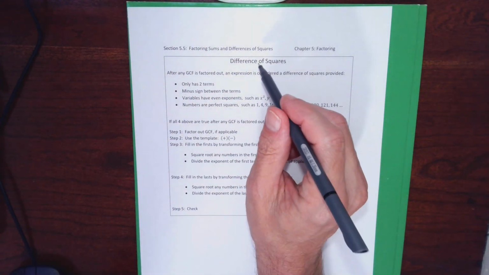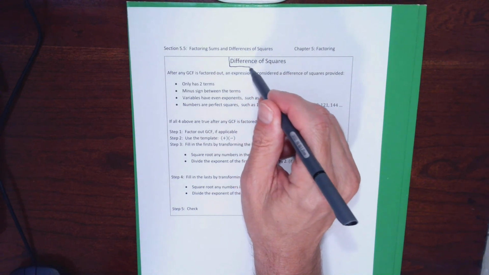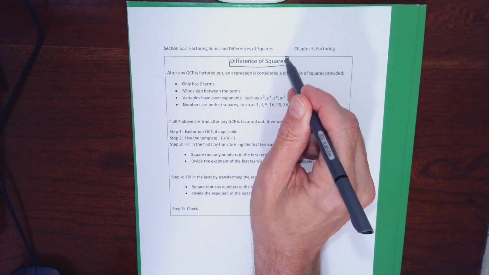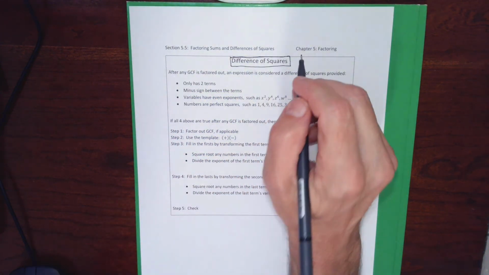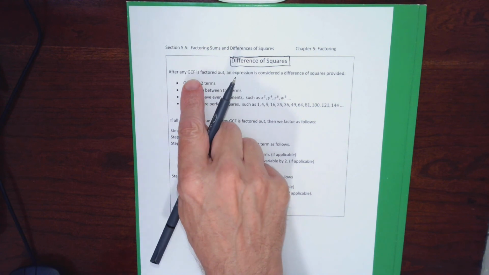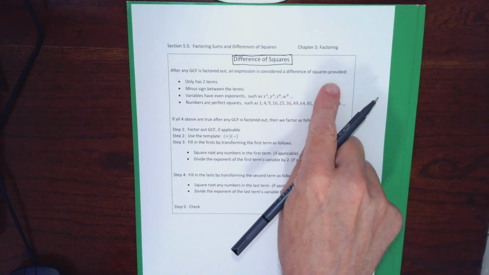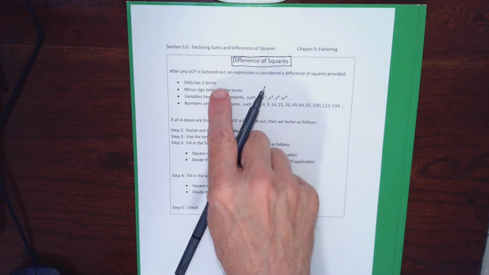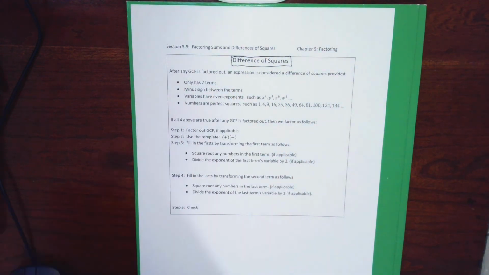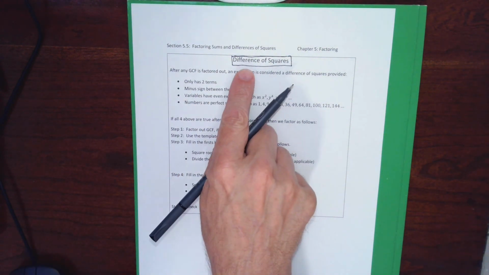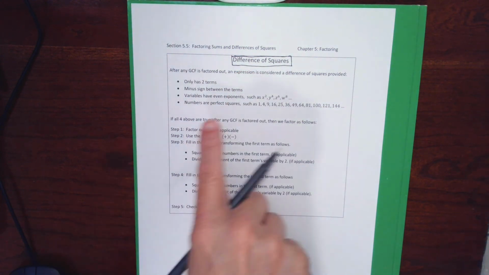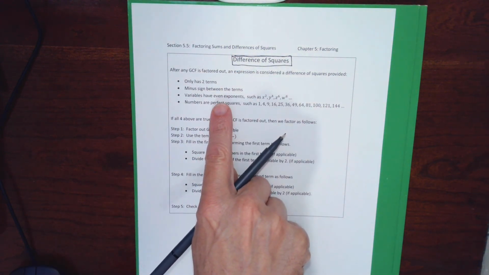So in this section, one of the categories of problems that we're going to wind up factoring is called a difference of squares. And a difference of squares is a problem that after any GCF is factored out, an expression is considered a difference of squares provided it only has two terms. If it has more than two terms, then it can't be a difference of squares. There's a minus sign between because of the word difference. And any variables will have even exponents.